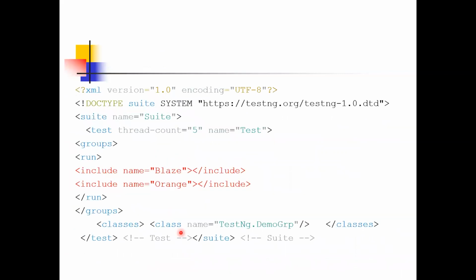We'll create the .xml file and in it mention the groups tag. In the groups run, if you include both, orange and the other, then both will run. If you exclude orange, then only the other will run. I have taken two groups, but you can take 4 to 5 groups.